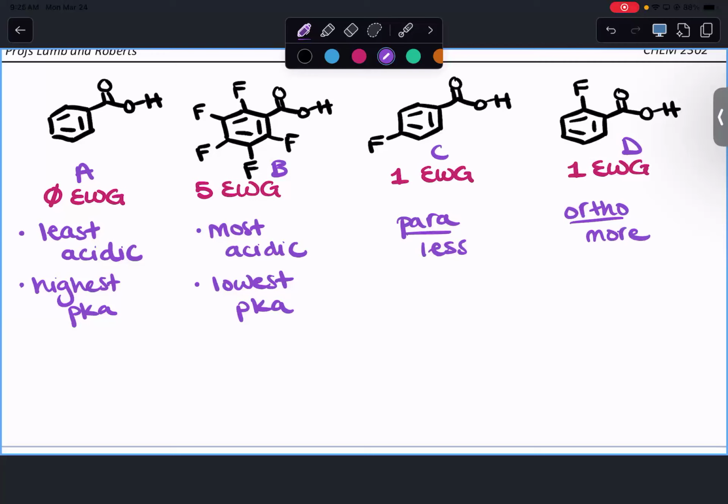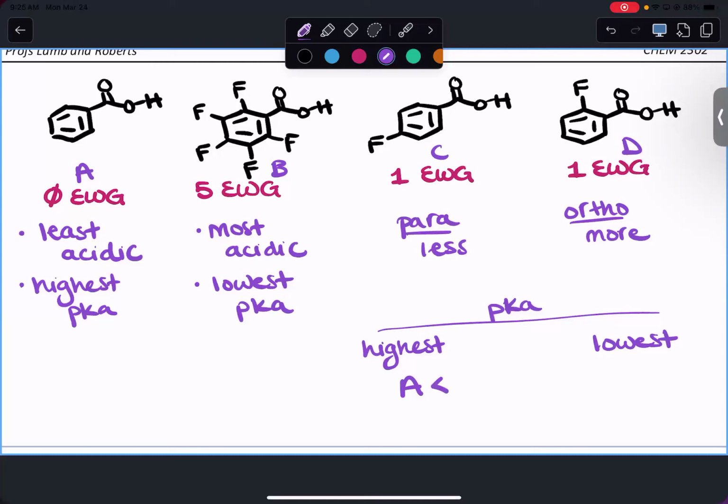So if we had some sort of an acidity ranking question, we would start ranking this in order of, let's say, highest to lowest pKa. We would say that our highest pKa would be A. And then the next highest pKa would be the para one, because it's 1 substituent, but it's farther away. Then the ortho one afterwards, 1 substituent, but closer. And then finally, the one with several different electron withdrawing groups on there. All right, any questions?